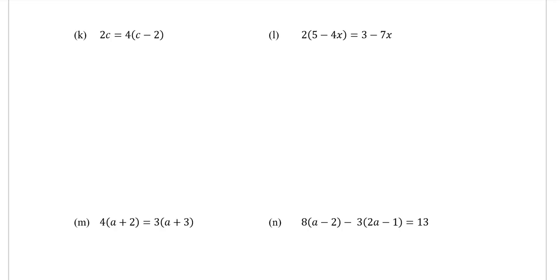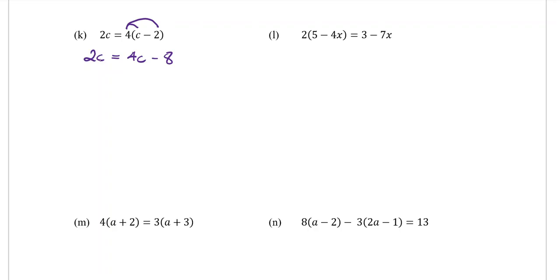K. Okay, this time the bracket is on the other side of the equation, so we're going to leave the 2c exactly as it is, and the 4 is going to times in this bracket. So 4 times c is 4c, then minus 4 times 2 is 8.